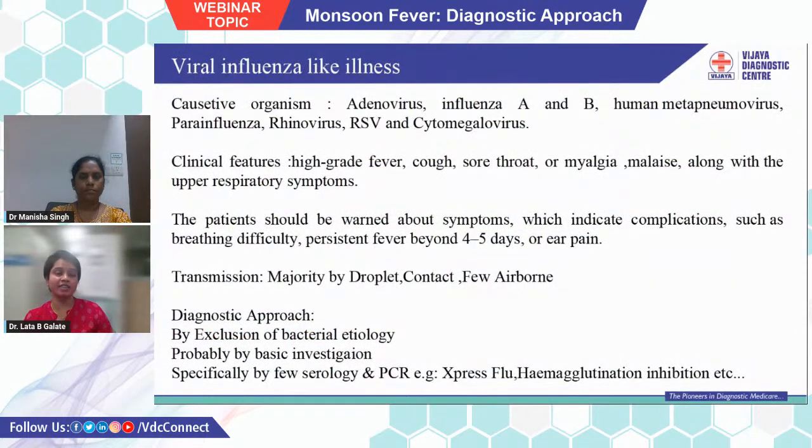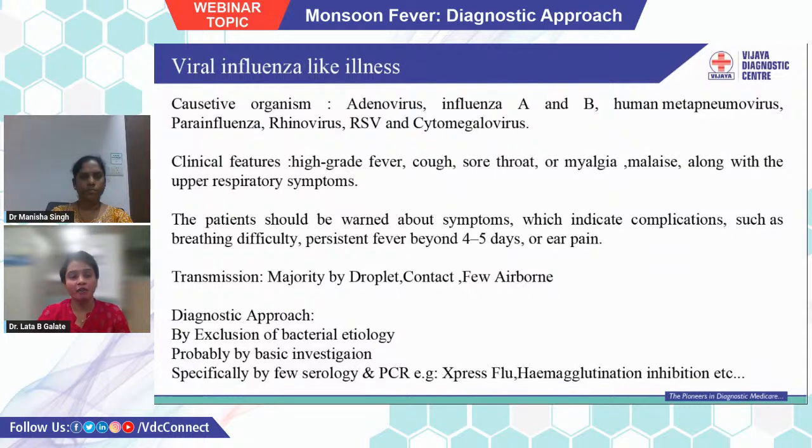Coming to the viral influenza-like illnesses, post COVID, all are aware of these illnesses, which are mostly caused by adenovirus, influenza family viruses, then human metapneumovirus, parainfluenza virus, etc. The clinical features are general symptoms such as high grade fever, cough, sore throat, myalgia. The patient should be warned about the symptoms, as if not diagnosed and not reported on time, it may turn fatal. The diagnostic array for viral influenza is very limited, so one has to exclude it by ruling out the bacteriological etiology, probably by basic investigation.